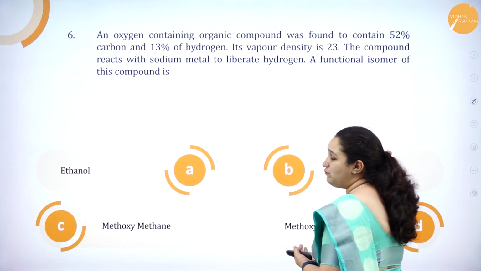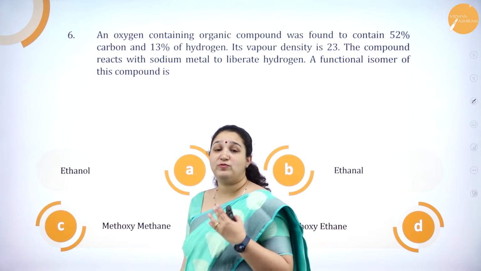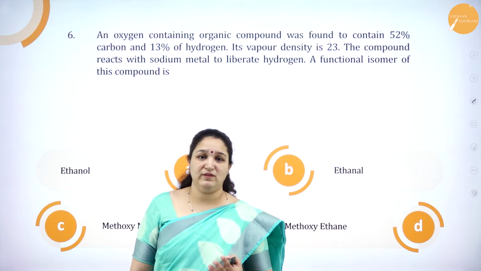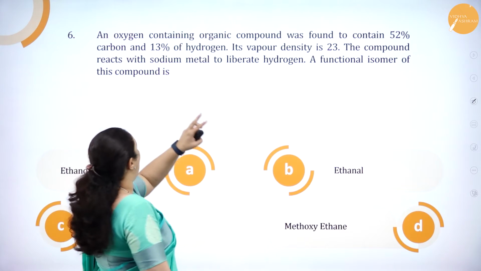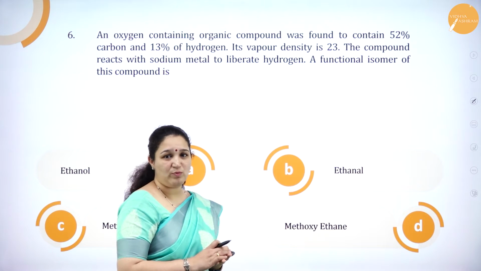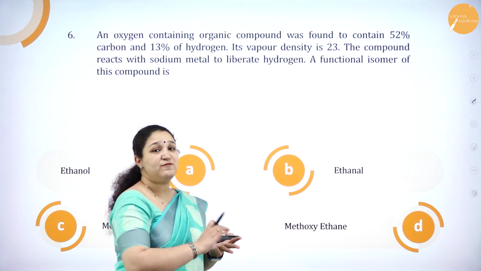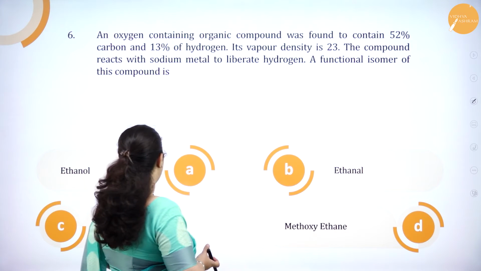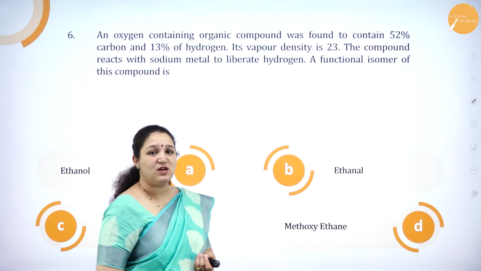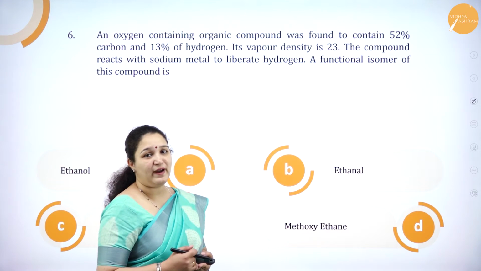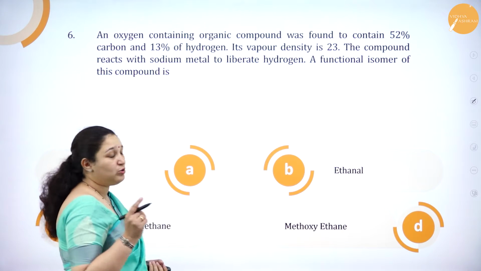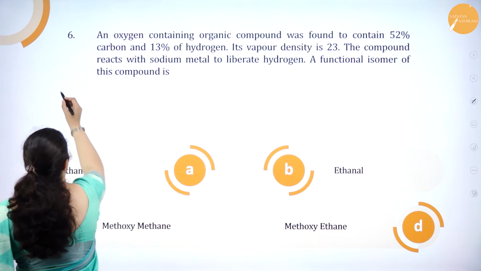So here we have to use the method to find out the empirical formula, and the hint that they have given is the compound reacts with sodium metal to liberate hydrogen. So which is that compound we'll have to analyze, and its functional isomer is the one which I need to tick here. Okay. So how do we solve this? First let's solve to find out the empirical formula. So how to find out empirical formula?